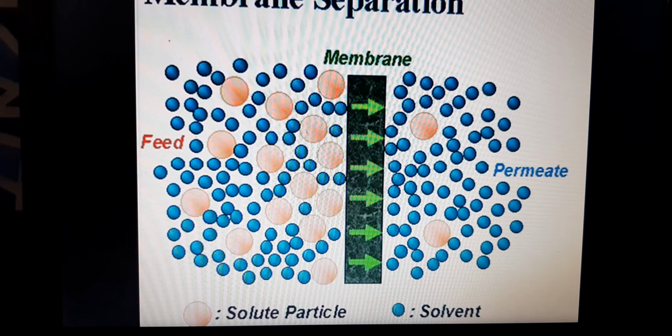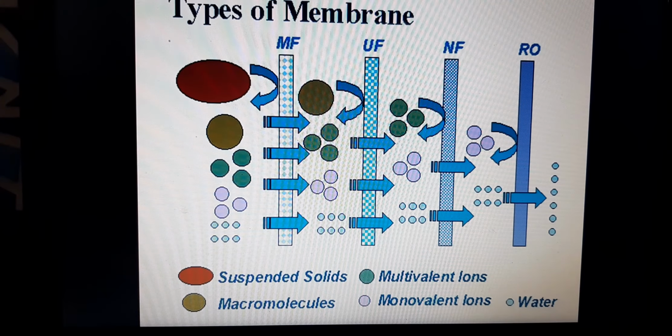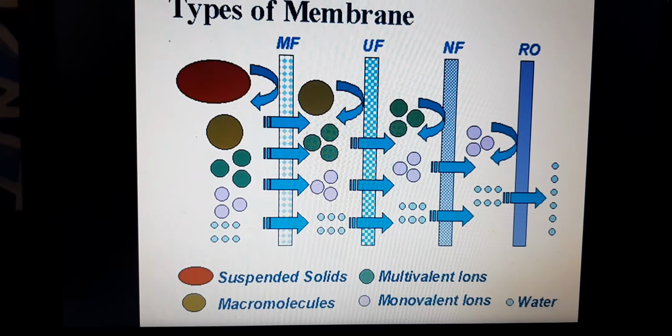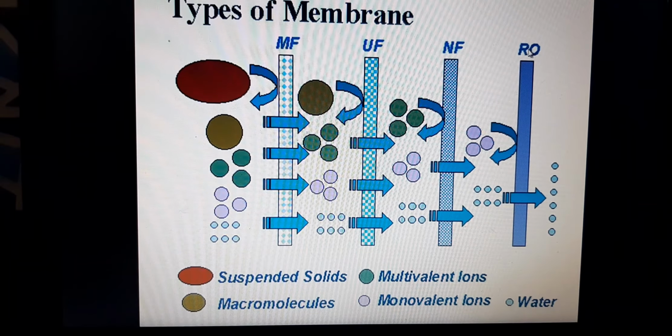This is the simple diagram of the membrane separation, and it has four common and important types of membrane: reverse osmosis, a very well known and common method, then nanofiltration, ultrafiltration, and microfiltration. These are the four important types of membranes. If you see, this is a very important diagram as far as the types of membrane are concerned. This shows the macromolecule, or rather the microfiltration, ultrafiltration, nanofiltration, and reverse osmosis.